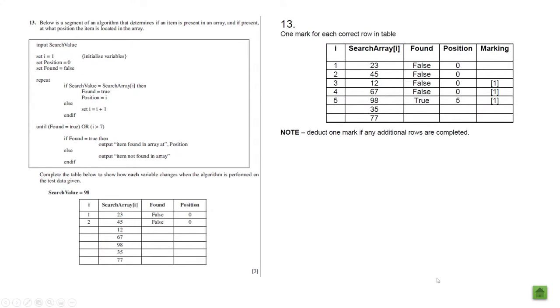And if we check the mark scheme, that's exactly what we got. Okay, the marks were only awarded for the bits where we needed to enter the I variables, enter the found variables, and enter the positions. And that gets you 3 marks. Seems like a lot of work for 3 marks, but there's always dry run and algorithm questions in exams.